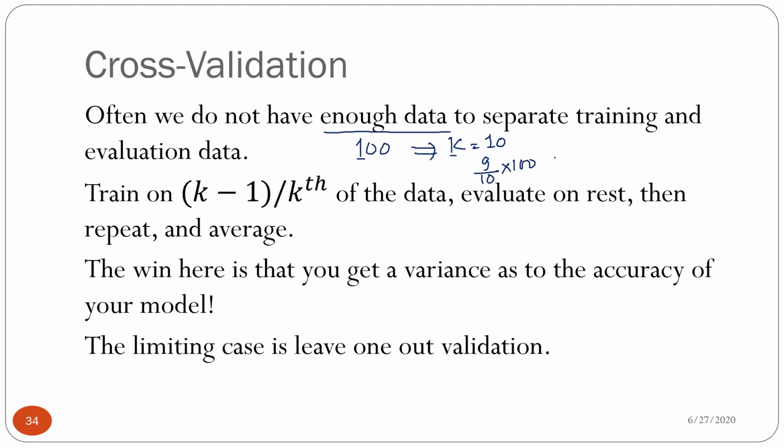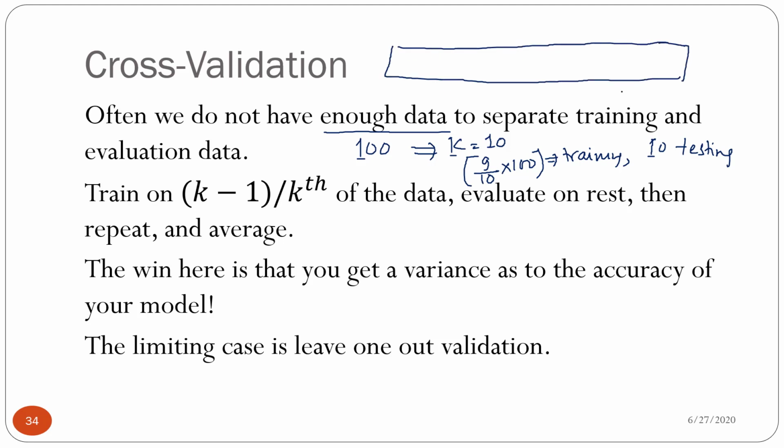So what you'll do, you'll leave one partition out for testing, and you'll use 9/10 of the 100 for training, and you'll use the remaining 10 samples for testing. All right, and you will have to repeat it. You'll have to repeat it in such a way that, let me make a picture right here. You have k equal to 10. So let's do 1 2 3 4 5 6 7 8 9 and 10.